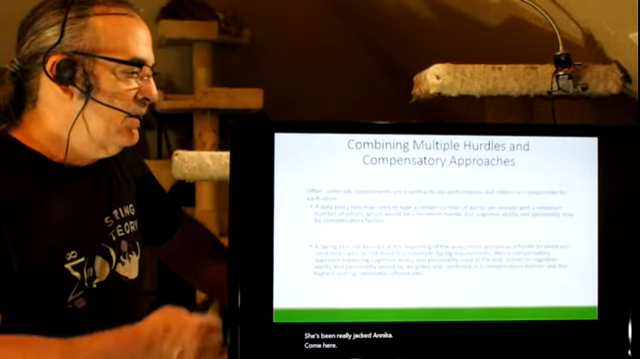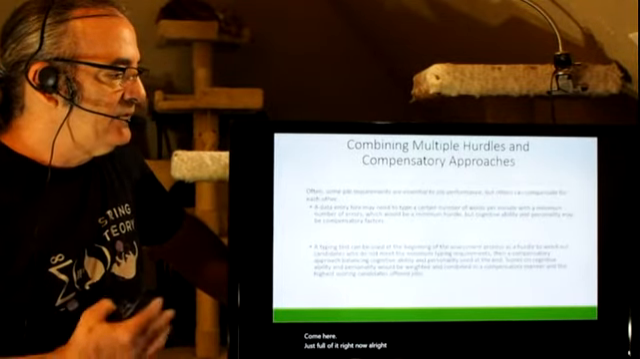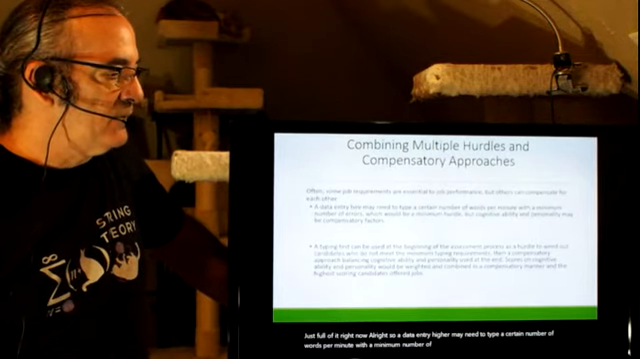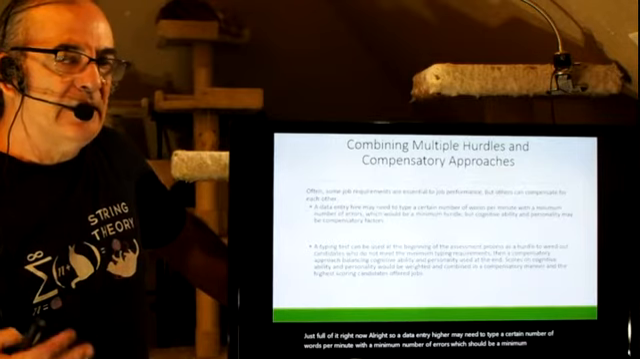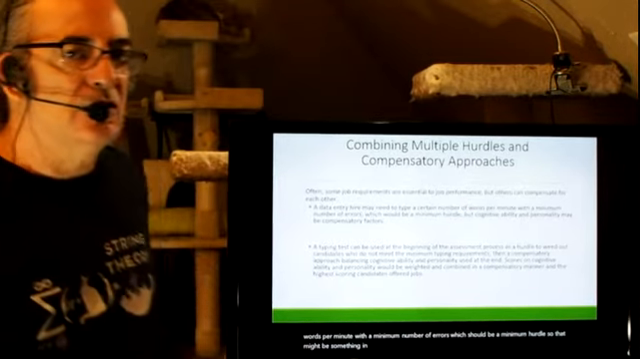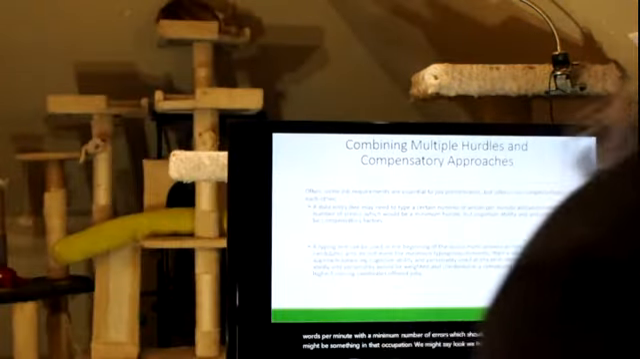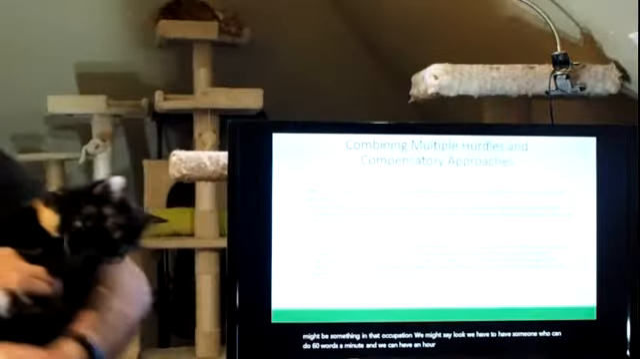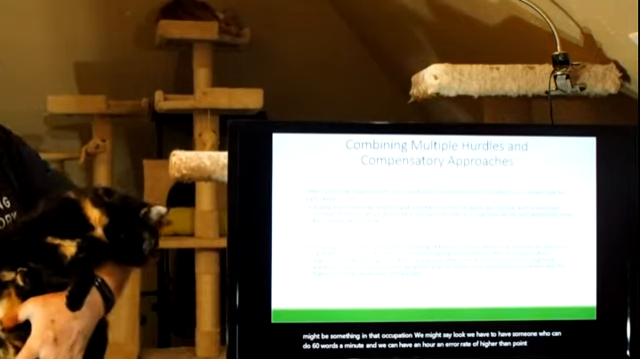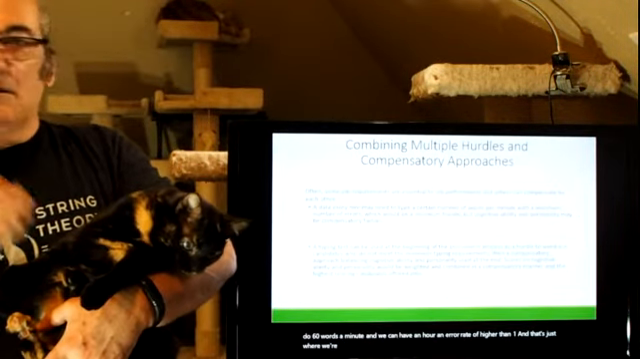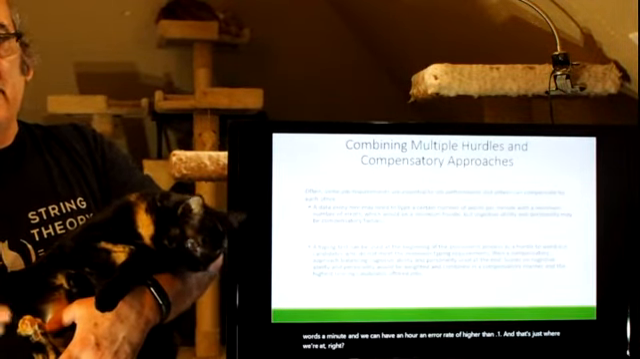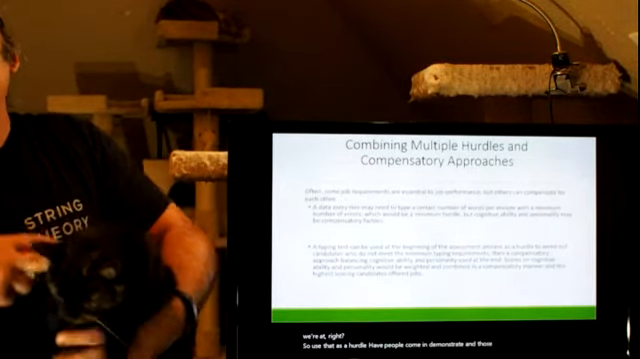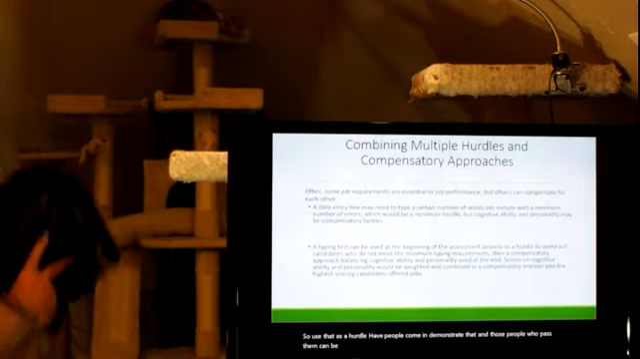All right. So, a data entry hire may need to type a certain number of words per minute with a minimum number of errors, which should be a minimum hurdle. So that might be something, in that occupation, where we might say, look, we have to have someone who can do 60 words a minute, and we can't have an error rate higher than 0.1. And that's just where we're at, right? So use that as a hurdle, have people come in, demonstrate that, and those people who pass then can be scheduled into an assessment center.